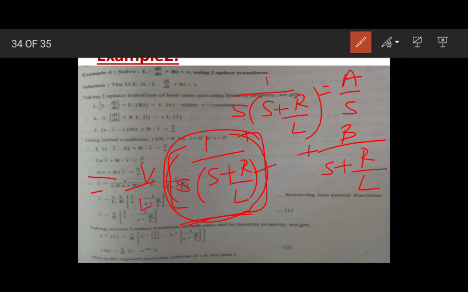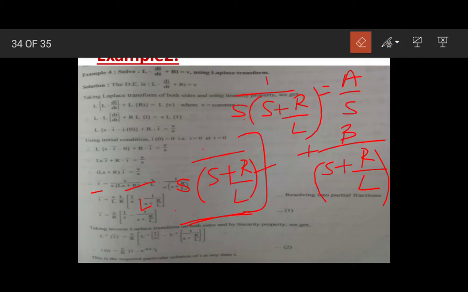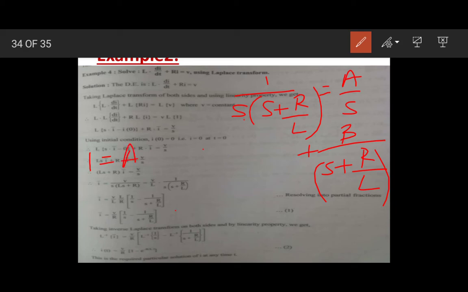Now by doing the cross multiplication, we get the equation. Equation will be 1 is equal to A into S plus R upon L plus B into S. Okay, this is the equation. Now I have to find A and B value. So for that I have to put the S. So let S is equal to 0.